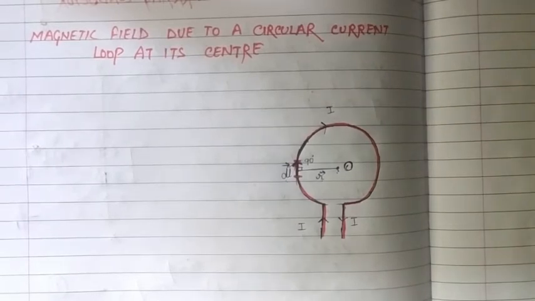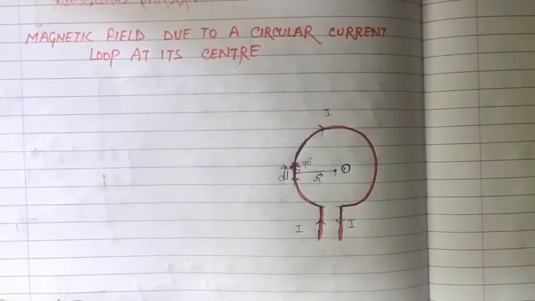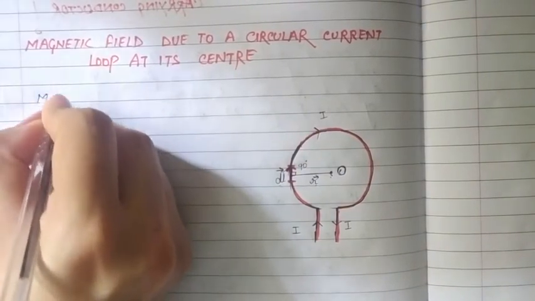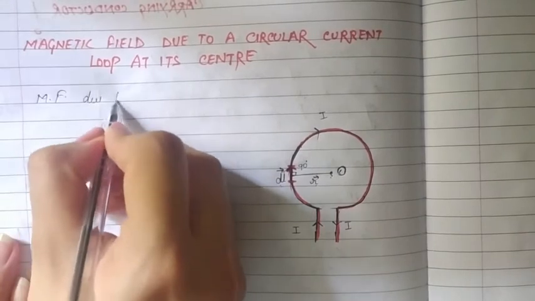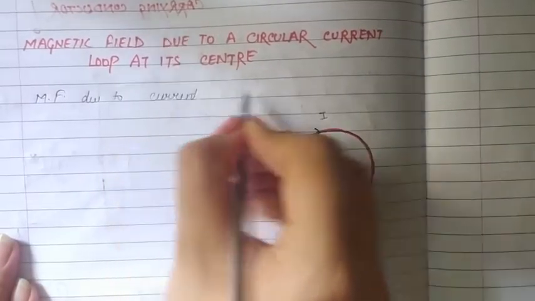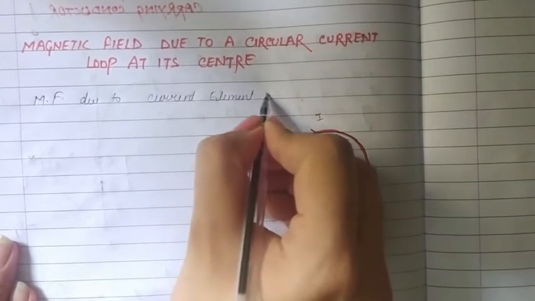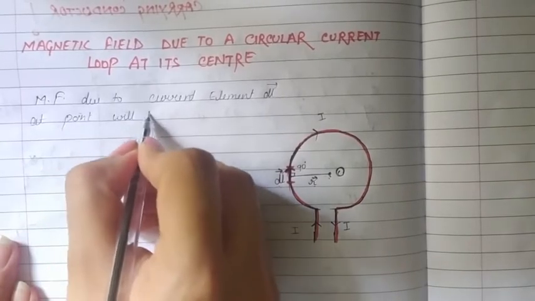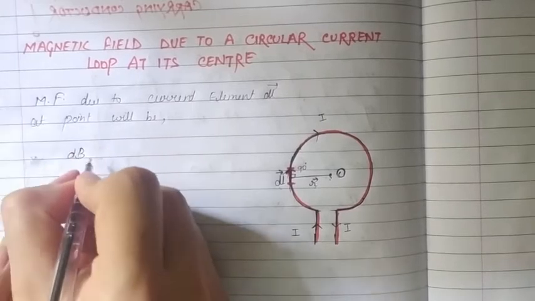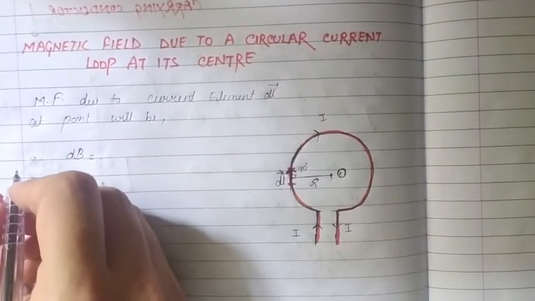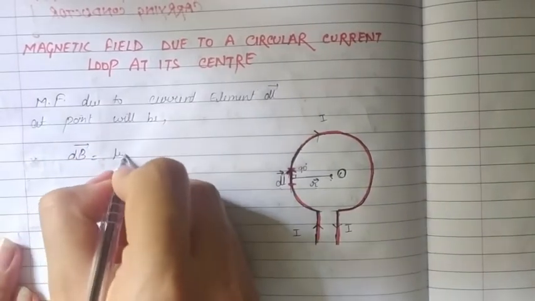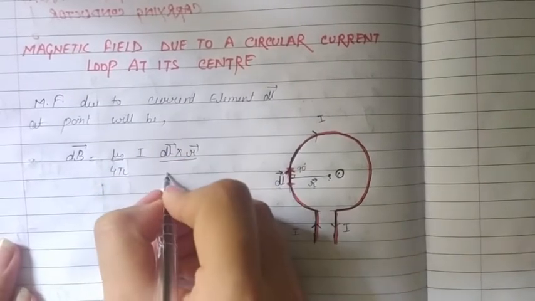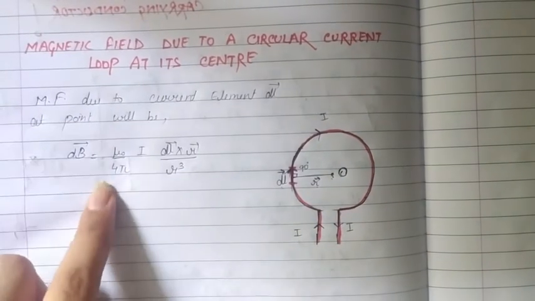So according to Biot-Savart law, the magnetic field due to this current element at the center O will be, so what we are finding is the magnetic field due to current element dl vector at point O. According to Biot-Savart's law, we are going to write it in vector form: dB vector is equal to mu naught upon 4 pi I dl vector cross r vector upon r cube. This is the vector form of Biot-Savart law.